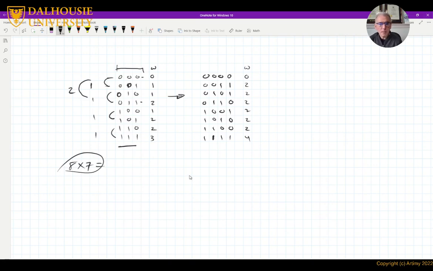What is the minimum distance between any two words? So if I take these two, the minimum distance is 2. If I take these two, the minimum distance between them is 2. If I take these two, the minimum distance between them is 2, and this one is 2. If I compare the first one and the third one, for example, the distance between them is also 2. So if I do all the combinations, I'll find that the minimum distance for this system is 2.